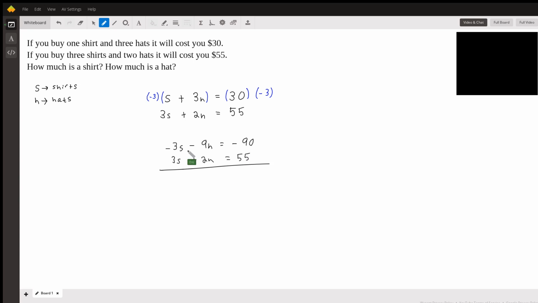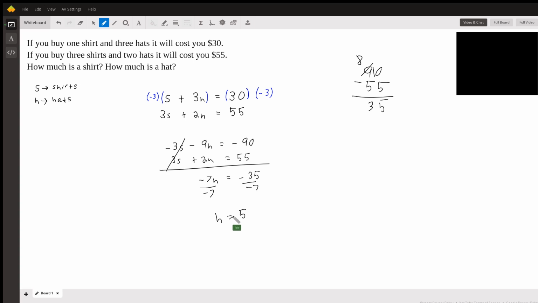Now when we add the equations together, the -3s and 3s cancel each other out. -9h plus 2h simplifies to -7h. And on the right side, we have -90 plus 55. Now that kind of means the same thing as 90 minus 55, and whatever 90 minus 55 is, we'll make that negative. So we're going to get -7h equals -35. And then we can just divide both sides by -7 to get h equals 5.